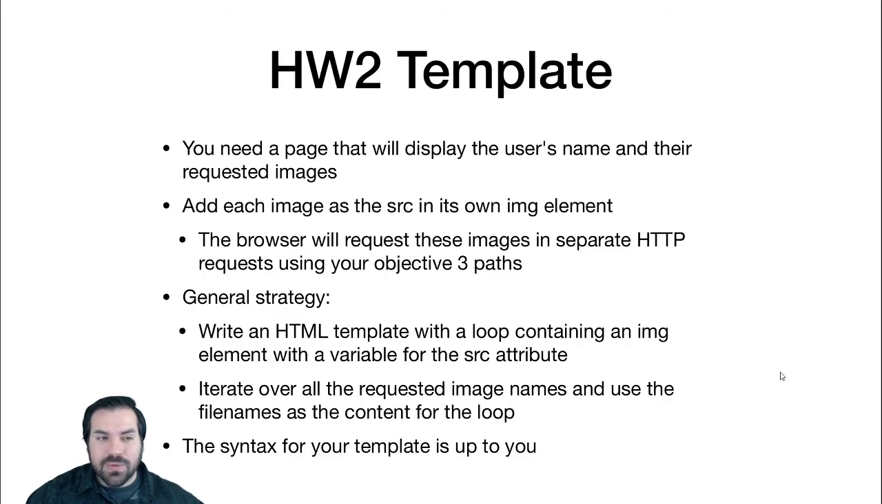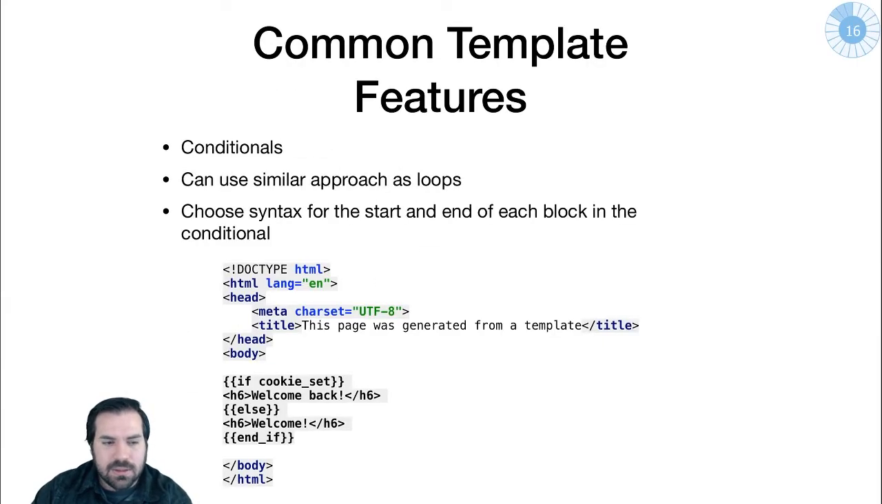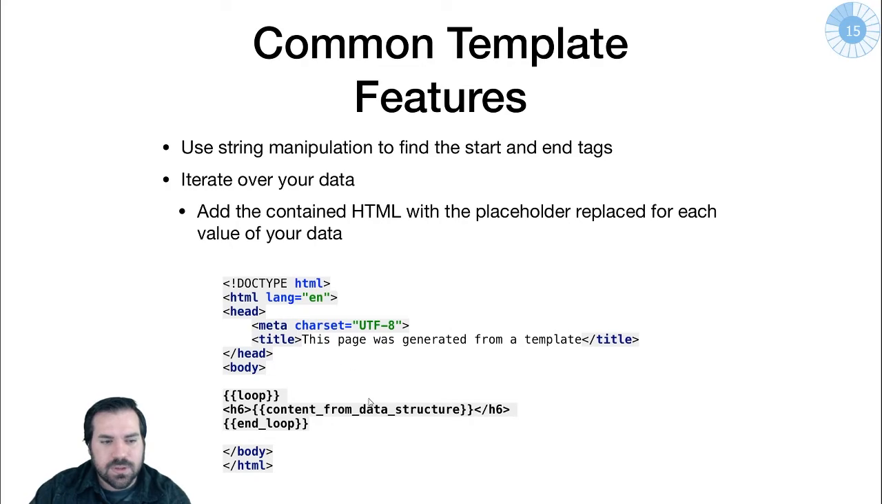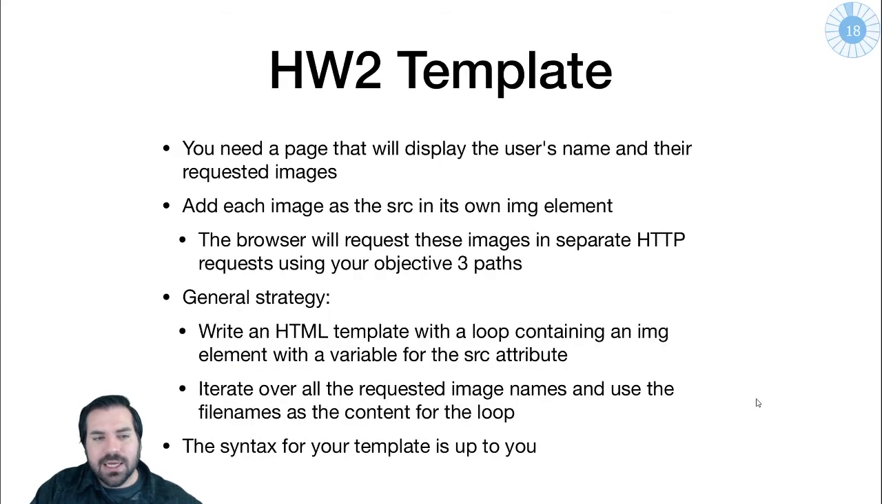So, homework 2 recap again. You're going to need a page that displays the user's name and all their requested images. Now, each image is going to go in the source property of an image tag. So like you have a loop, and then you have an image, source equals placeholder for the image name. That's all you have to do in your HTML template, is add those source tags.